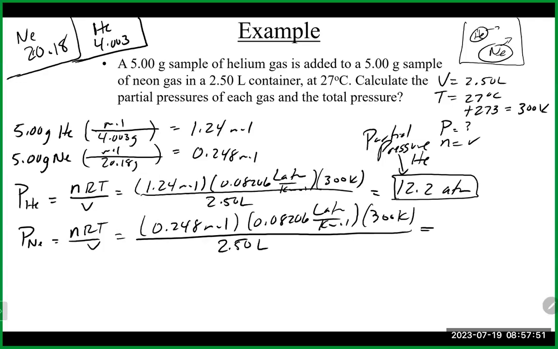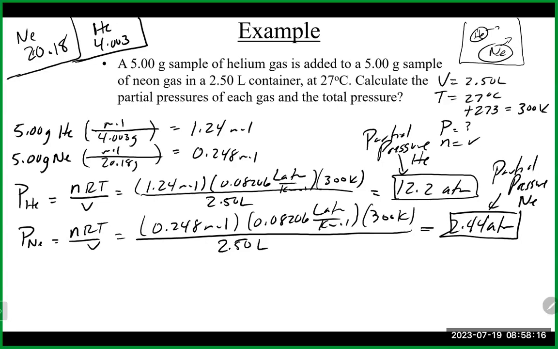And at this point, we end up with 2.44 atmospheres. And that is the partial pressure of neon in this case. Any questions on either of those calculations?